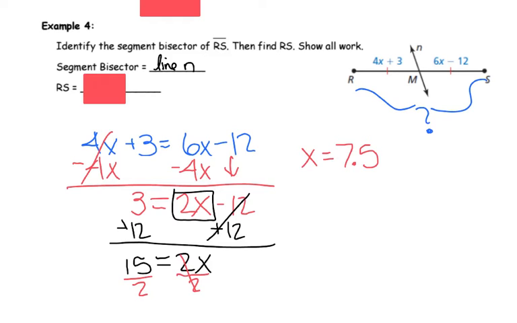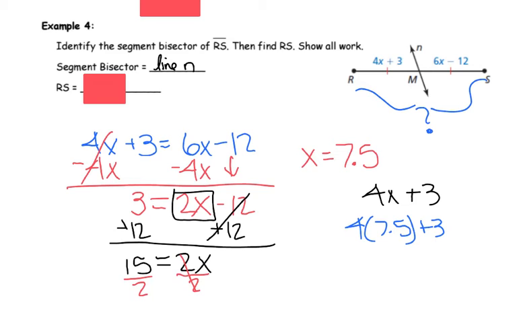is 7.5, okay? So notice, I hope you do not think you are done because that is not the answer. That is not the question, okay? Please make sure that you are paying attention to the question when you're reading. We actually need to figure out what RS is. So I'm just going to plug in x into one of these segments. I'm going to take the 4x plus 3. So when I substitute in, you get 4 times 7.5 plus 3.